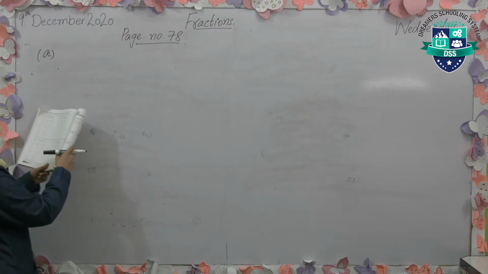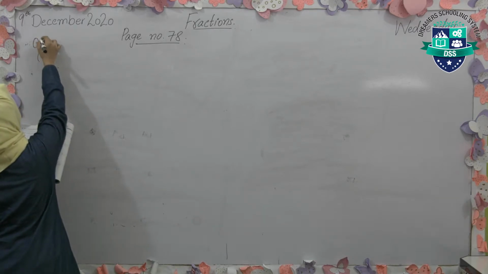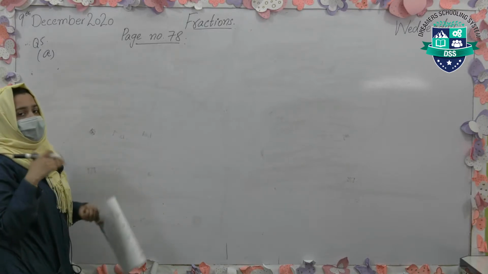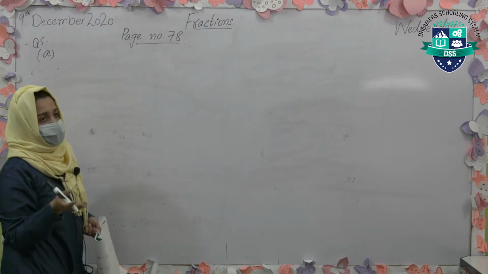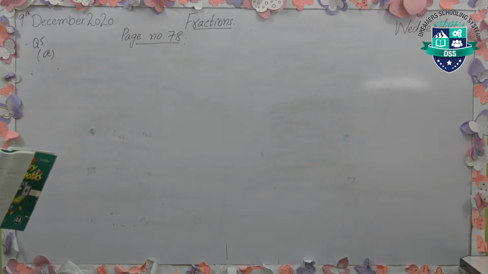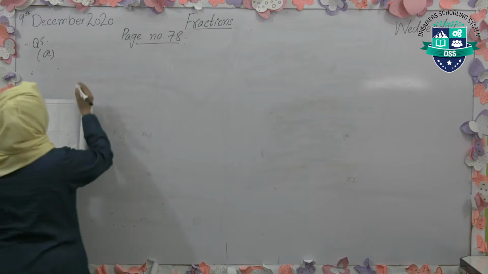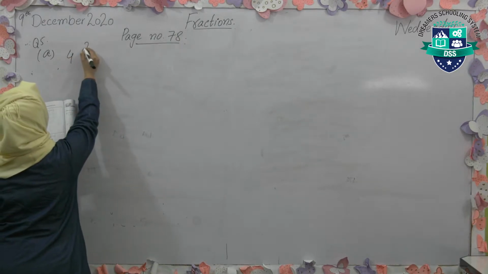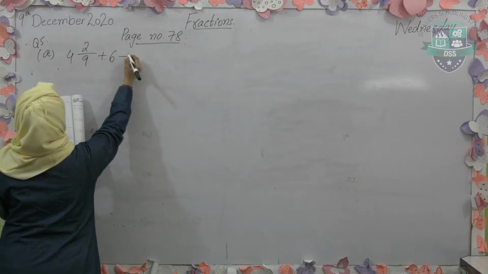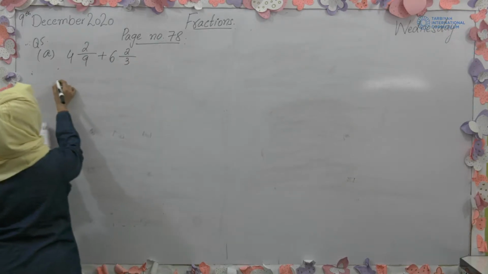Page number 78, question number 5, part A, add or subtract. Now they have given us both the questions of addition and subtraction. We have to simplify it and express our answers in the simplest form. A part is 4 whole 2 by 9 plus 6 whole 2 by 3. How will you solve it?